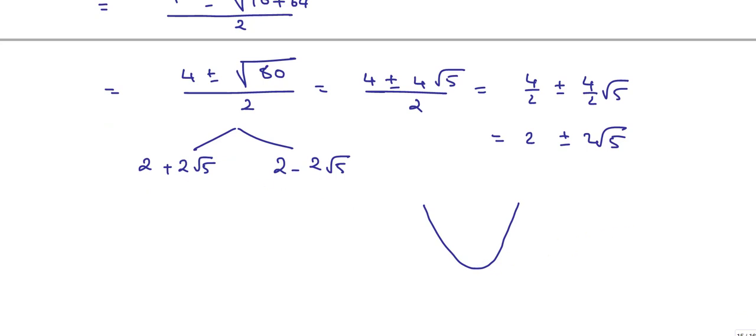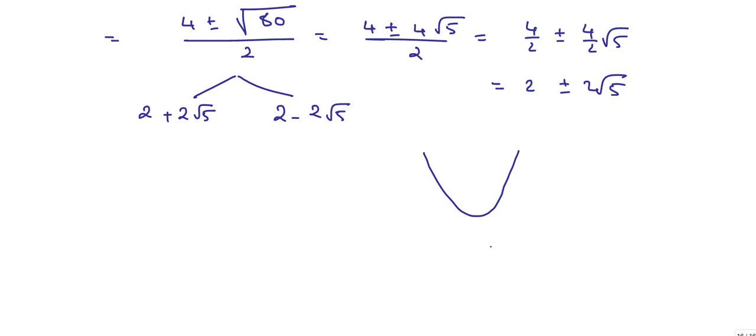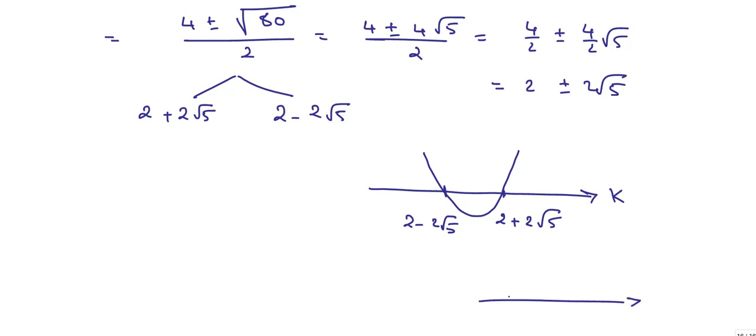The last step is the most important step I want you to understand. How can I get the solution from the graph? Sketch a rough parabola like I did, and draw the x-axis, and show the 2 points. Of course 2 minus 2 square root 5 comes first, because this one is the smaller value. On the number line, this one comes first because it's minus. And the other one is the bigger one, so it comes next. If you don't understand, for example minus 3 comes before minus 1. That's what I mean.